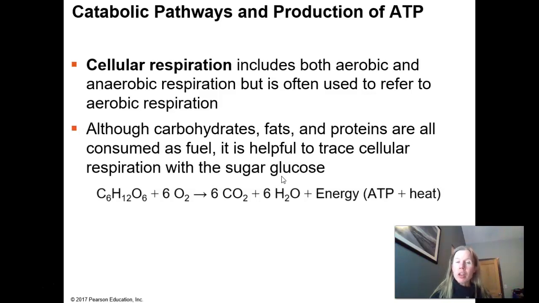Okay, we are going to follow glucose through cellular respiration. So they're showing C6H12O6, which is glucose, combining with 6 oxygen molecules to become 6 CO2, 6 H2O, and energy. A lot of that energy is in the form of ATP that the cell wants, but we'll also lose a lot of that energy as heat. We're going to follow glucose, but I did want to make sure this was clear to everyone, and we'll talk about it briefly at the end, that you can use fats and proteins as fuel sources in cellular respiration as well.